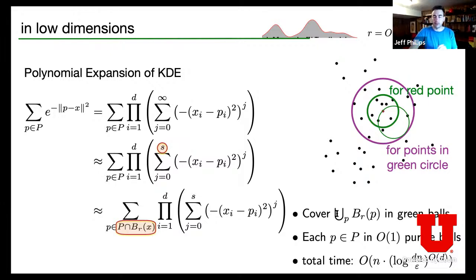Okay, so this can be refined a bit with some ideas around core sets for kernel density estimates, but this is the main bound here. Okay, so this is our result in low dimensions.